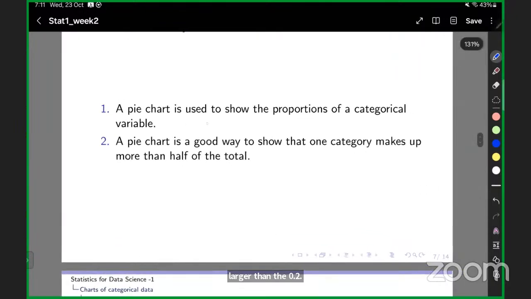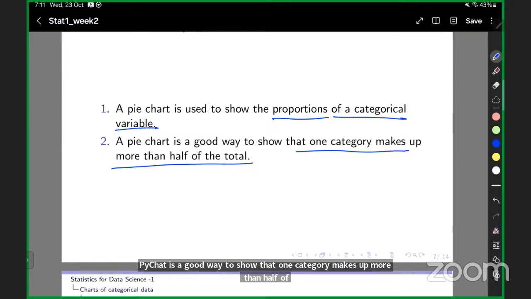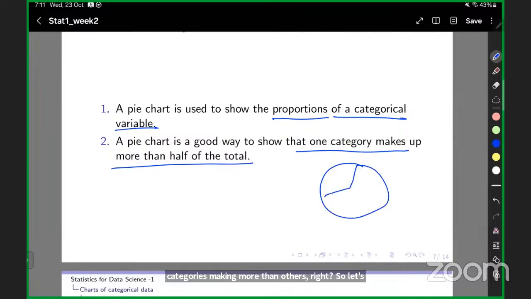Yes, the pie chart is used to show the proportions of a categorical variable, and a pie chart is a good way to show that one category makes up more than half of the total. I mean, it could be possible that one category is making up more than another. So let's say like this, this is category A, and this is B. So you know that A is dominating B. Generally, when we have categorical data and want to compare two categories in terms of count and so on, we can do it using a pie chart.